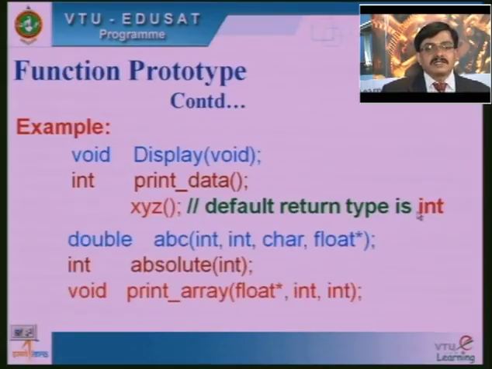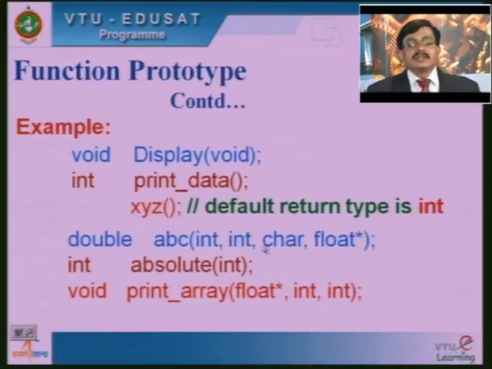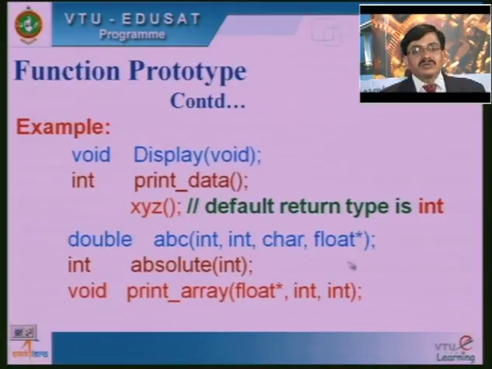Now if you look at some other examples, ABC is another function, whose return type is double and it is taking 4 parameters. You can see the 4 parameters here, and we have mentioned each of the types. The first 2 parameters are of type int, the third parameter is of type char, and the last parameter is of type pointer to float. We have discussed the concept of pointers in the previous session, and here float star indicates that the 4th parameter the function ABC is taking is a pointer to data of type float, and each of these arguments must be separated by a comma.